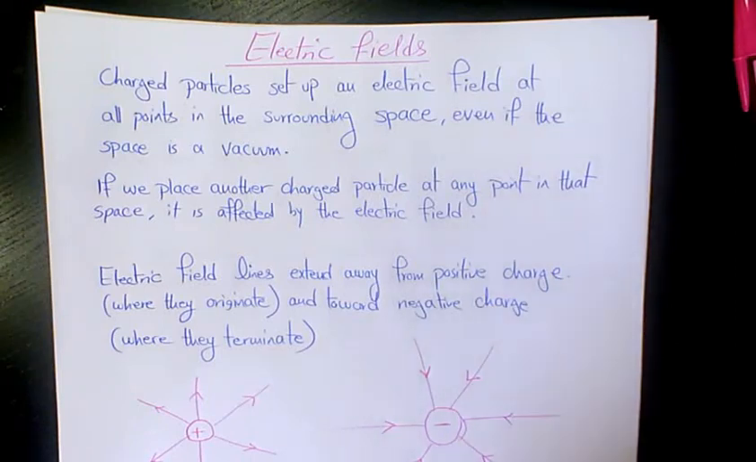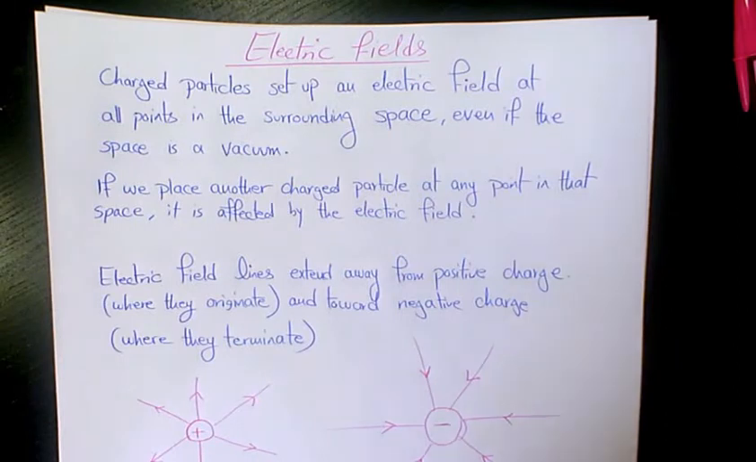Charged particles set up an electric field at all points in the surrounding space, even if the space is a vacuum. If we place another charged particle at any point in that space, it is affected by the electric field. It means that the second charged particle experiences electric force.